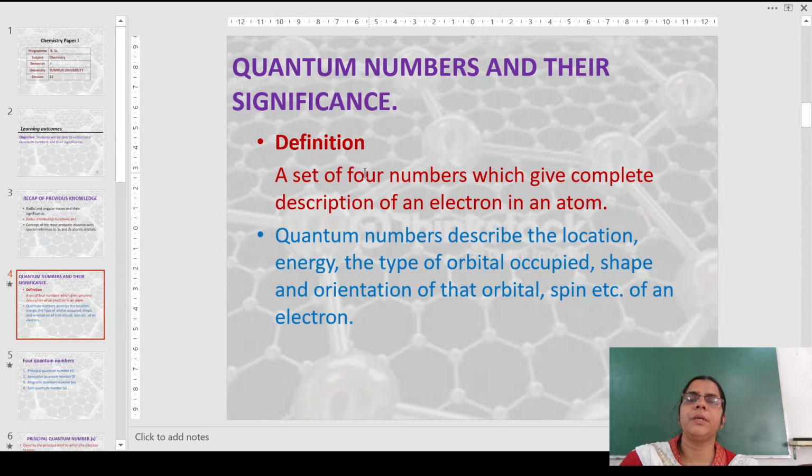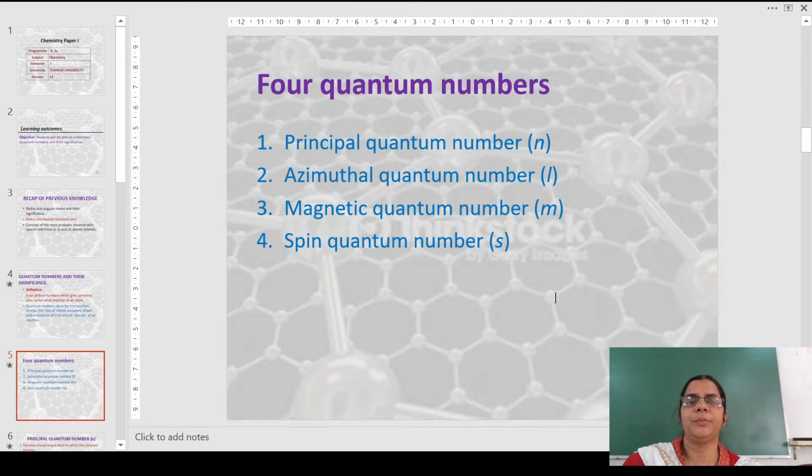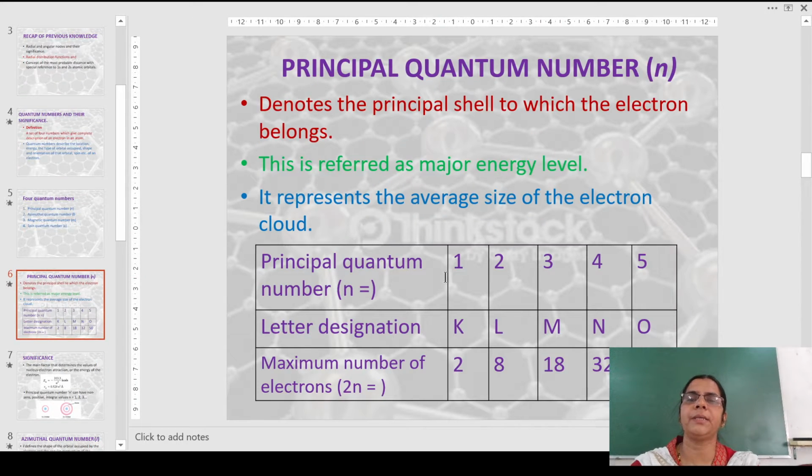Now, what are quantum numbers? They are a set of four numbers which give the complete description of an electron in an atom. They describe the location, energy, the type of orbital occupied, shape and orientation of the orbital, as well as the spin of an electron. There are four different quantum numbers: the principal quantum number indicated by n, the azimuthal quantum number indicated by l, the magnetic quantum number m, and finally the spin quantum number s.